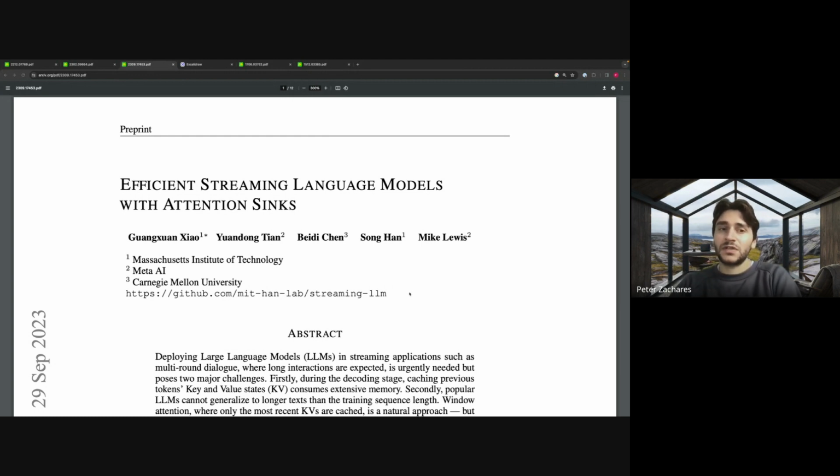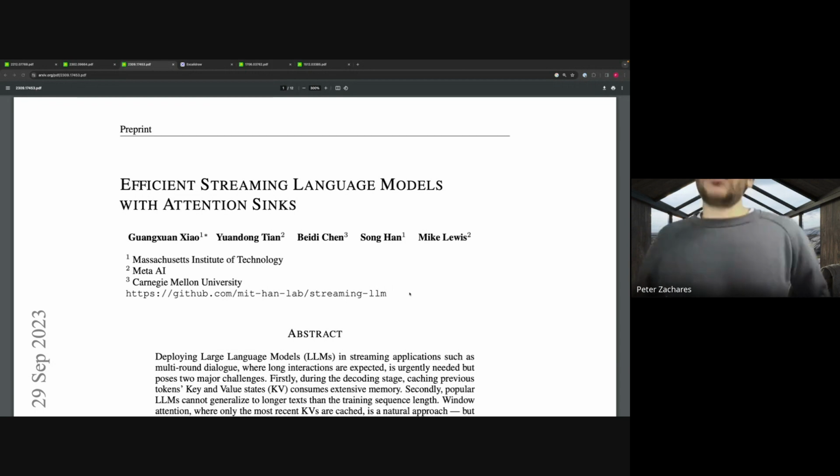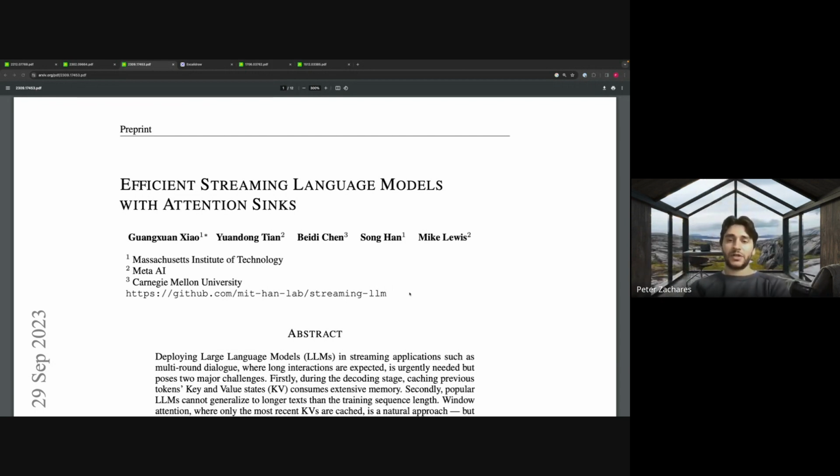This is difficult because the speed at which you can perform a forward pass through a large language model, which is a transformer model, is quadratically proportional to the length of the sequence that you're inputting. So if you want to input a really large sequence and output a token, and if you want to generate a really large sequence from that, it can take a really long time. So this paper suggests a method to really quickly generate and stream text.